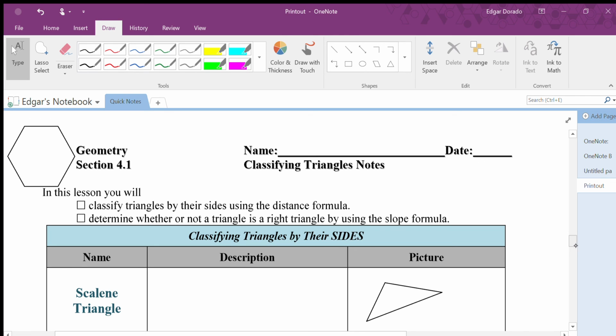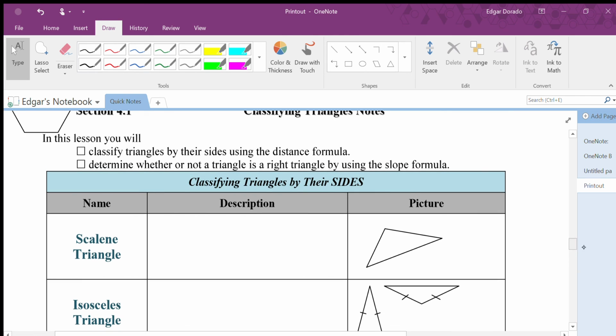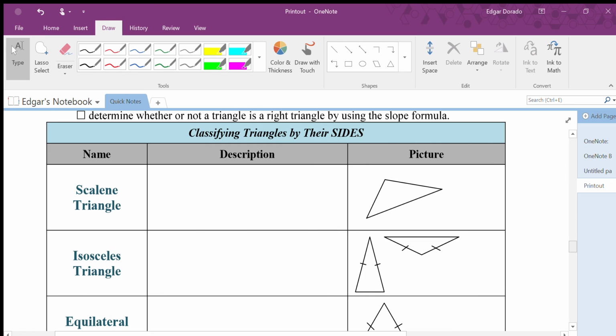But before we do that, we're going to have to do a few things. First off, in this lesson, we're going to classify triangles by their sides using the distance formula. Again, something we've already done in the past. And then we're going to determine whether or not a triangle is a right triangle by using the slope formula. Once again, we have used the slope formula, so that is also nothing new. We're just applying it to a little bit different of an idea here with triangles. All right, so let's get started right away.